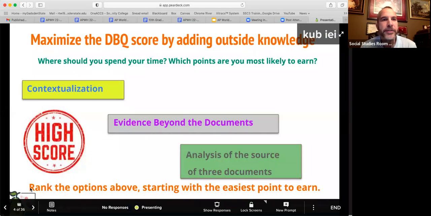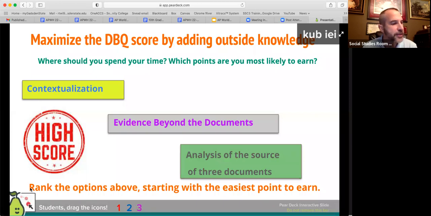All right. So let me ask you this: where should you spend your time in terms of adding outside knowledge? In terms of what we just looked at, where do you think you should spend your time? Meaning, which points are you most likely to earn? As we grade these throughout the year, and as a lot of our teachers go on to the actual national AP readings and grade, we often see that students have a good possibility of earning these points. So go ahead and rank those.